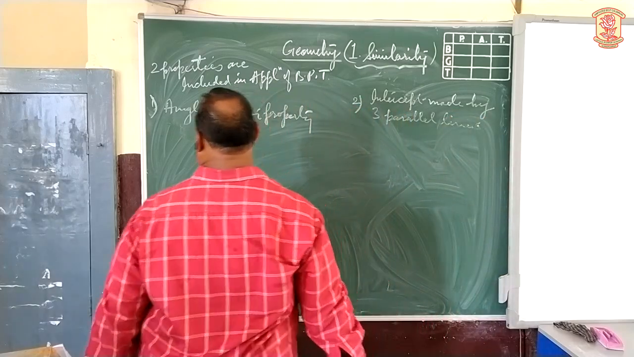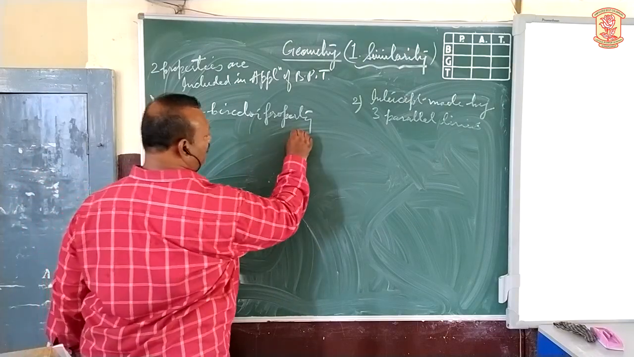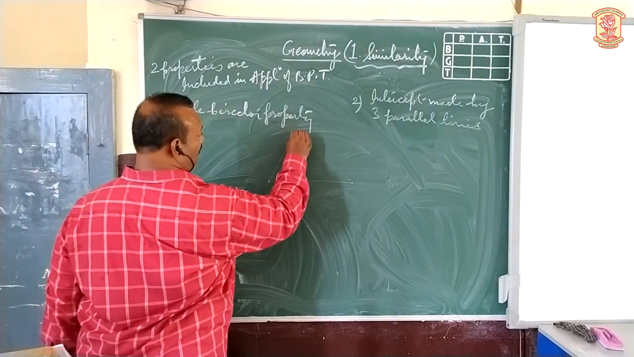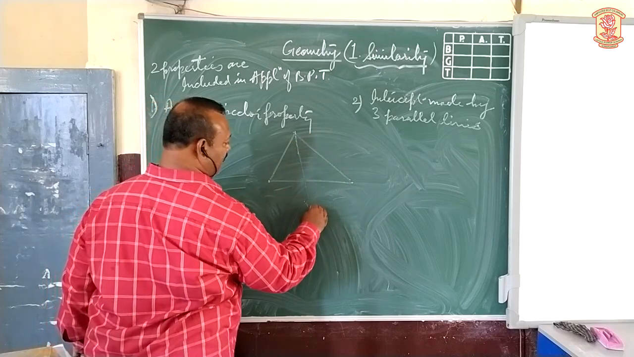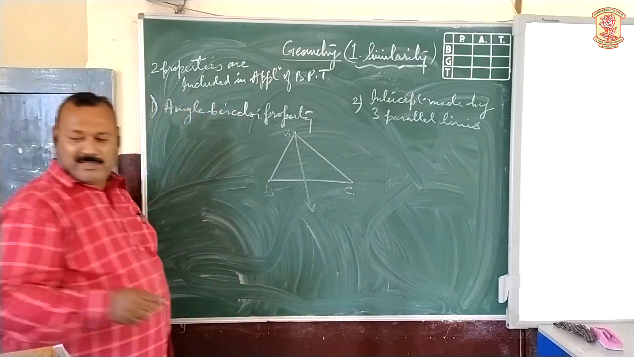Now, first, if this is a triangle, and this is the angle bisector, A, B, and C. This is a triangle ABC.